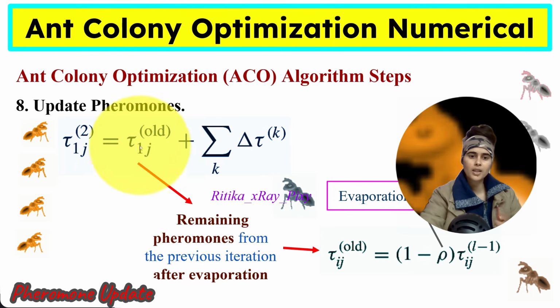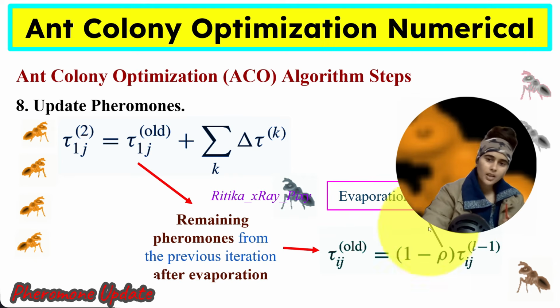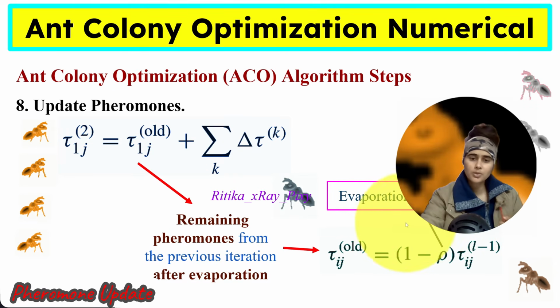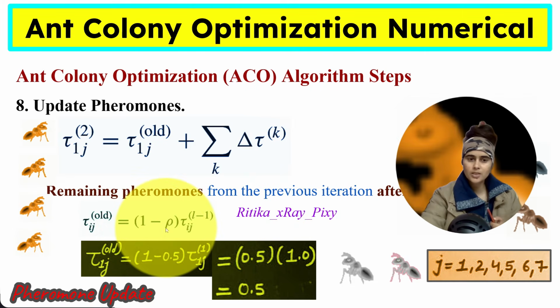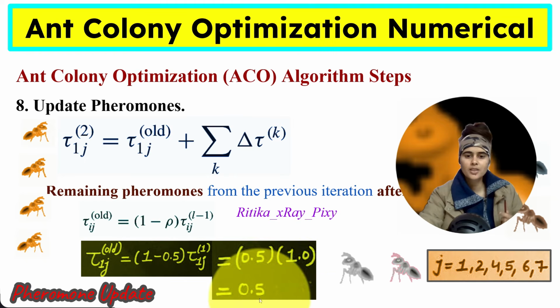Here this is the remaining pheromone from the previous iteration, or we can say this is the older pheromone value. So it represents the remaining pheromone from the previous iteration after evaporation. After some time pheromones evaporate, so we calculate this value using 1 minus rho, where rho is the evaporation rate. We have 0.5 to 0.8. Next, we can calculate the remaining pheromone from the previous iteration after evaporation using this equation. For 1 minus rho, we have 0.5 to 0.8. We are taking 0.5, so put the value here and we get 0.5.